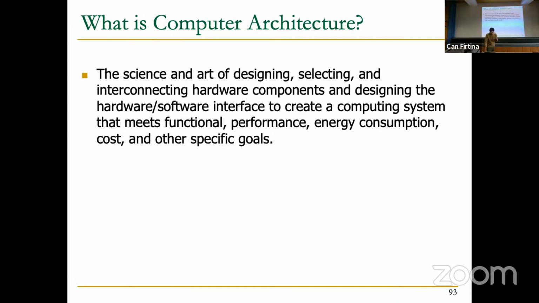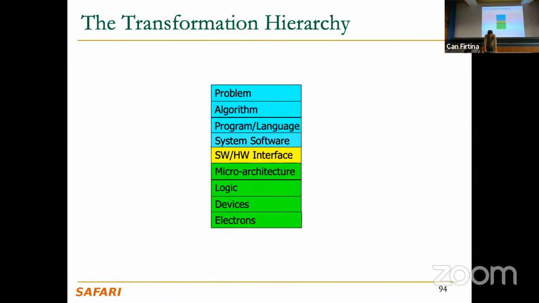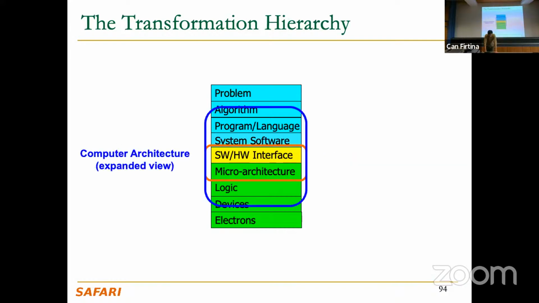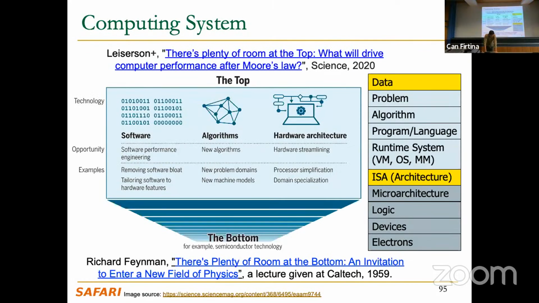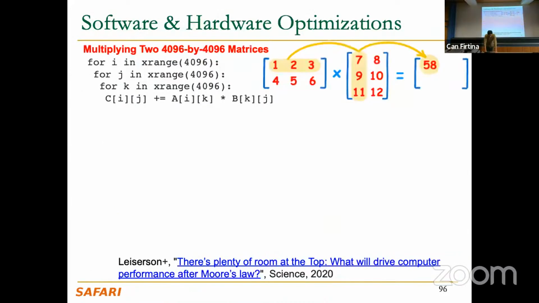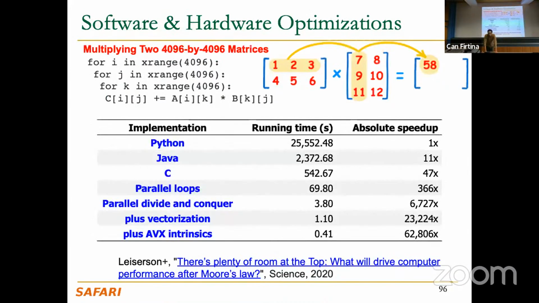Okay, what's a computer architecture? I think this is already clear. The science and art of designing, selecting, and interconnecting hardware components and designing the hardware-software interface to create a computing system that meets functional, performance, energy consumption, cost, and other specific goals, right? That's what we are talking about. Remember that to do so, you need to have an expanded view of the computer architecture, of this transformation hierarchy.